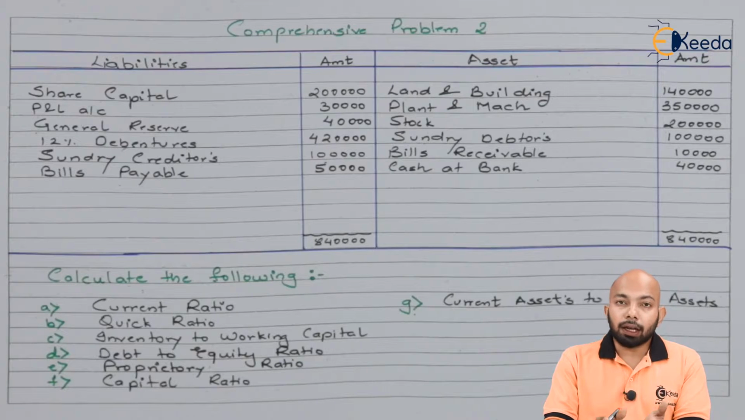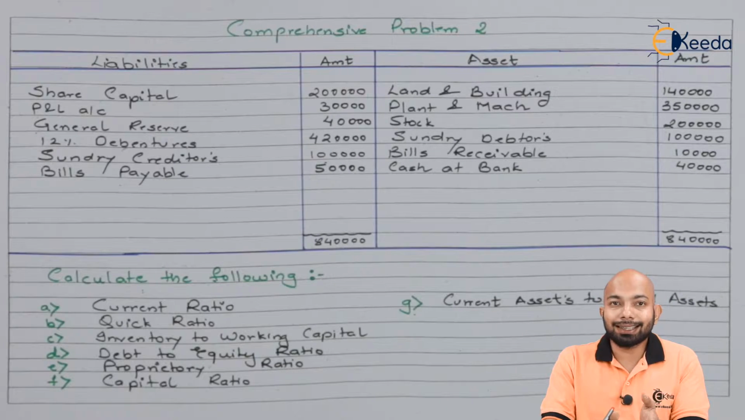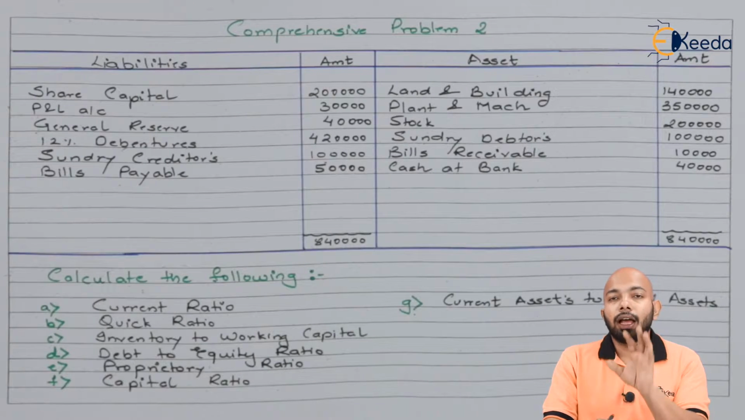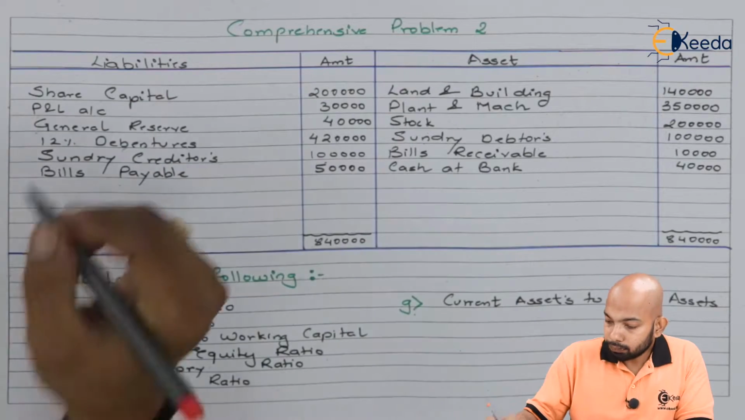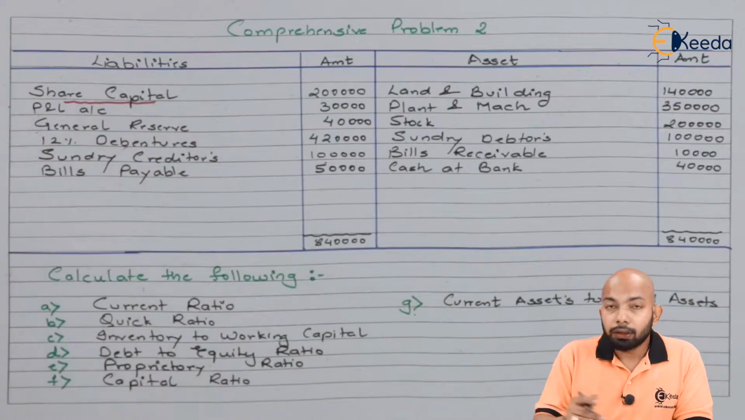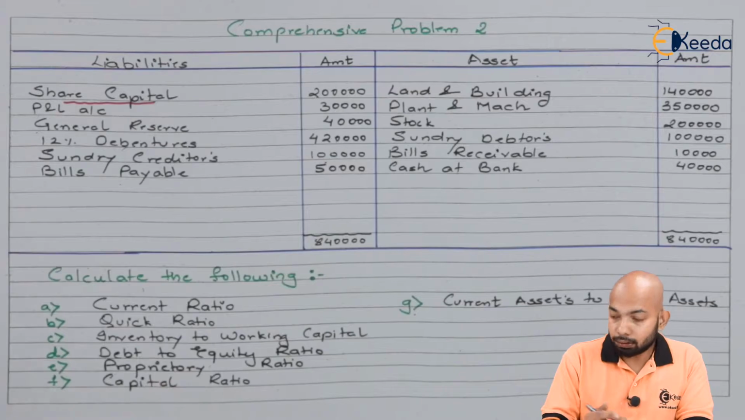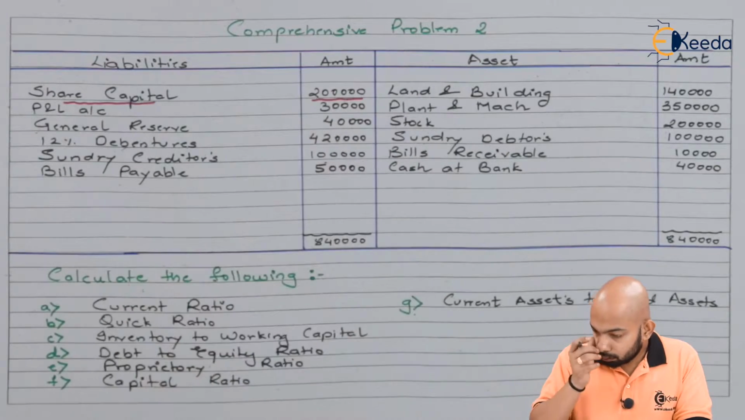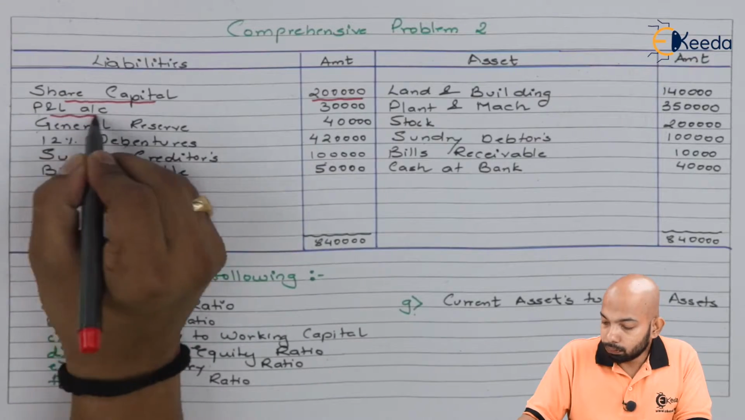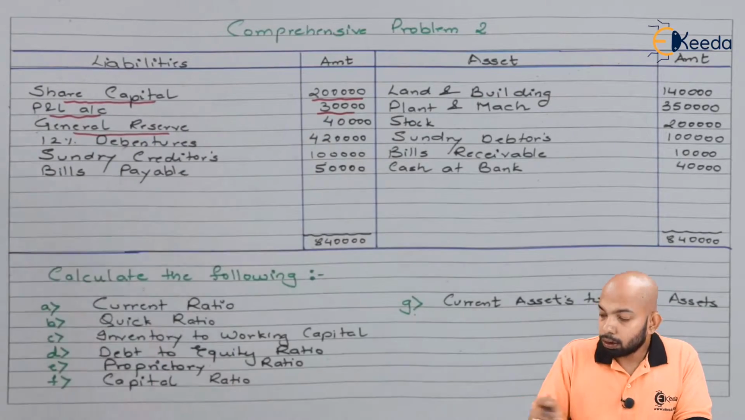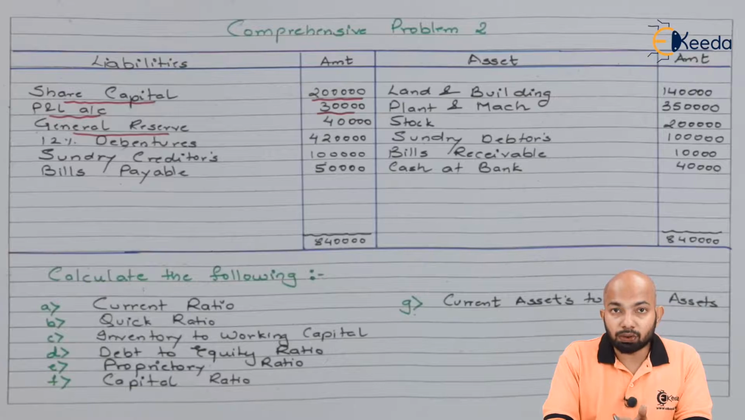We have been given a balance sheet which has a liability and an asset side. Certain items are mentioned on the liability side, certain items on the asset side, and we have to figure out certain 7 ratios in this. Now let's see what we have as a part of the balance sheet. We have share capital worth rupees 2 lakhs, profit and loss account worth rupees 30,000, and general reserve worth rupees 40,000.